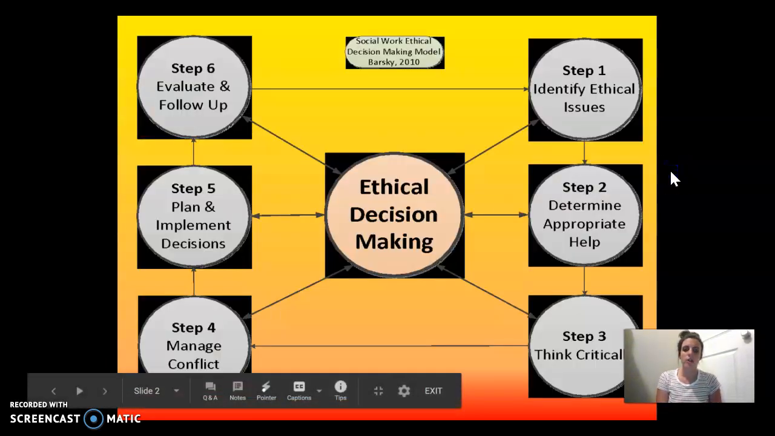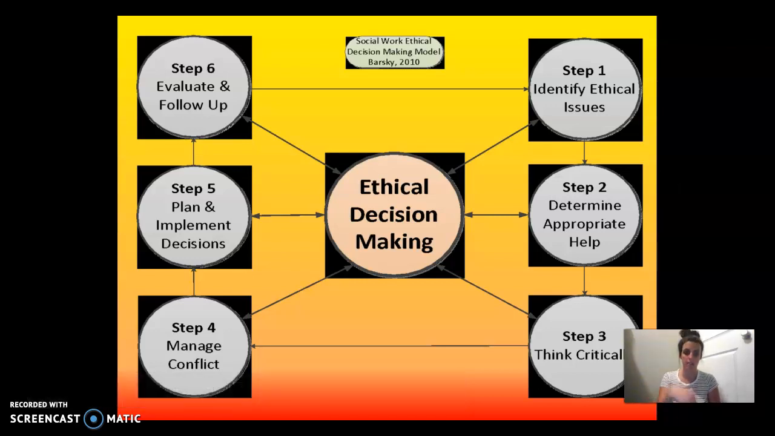Okay, so this is the 6 steps. I'm going to skip over the screen because I'm going to walk through each one individually, but you can see there's arrows going all over the place. What you'll find is you might have step 1, 2, 3, 4, 5, 6, and in a perfect world, well, in a perfect world, we wouldn't have ethical dilemmas. Let's be upfront right there. But in a perfect ethical decision-making model world, you'd go 1, 2, 3, 4, 5, 6 and be done.